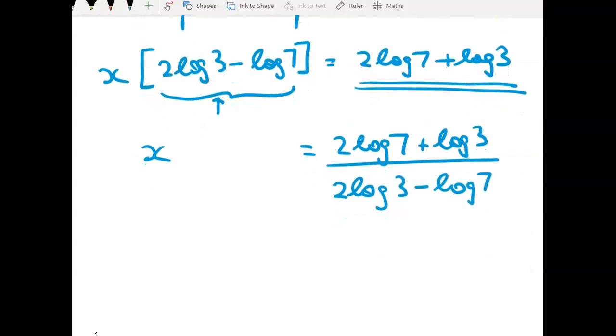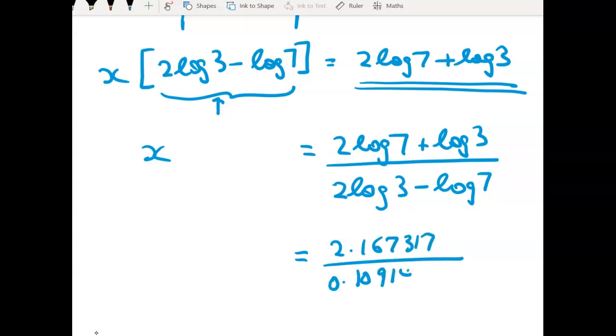Now that's what we call an exact answer, but it's not much use for giving you a feel for what the number is. So this is where we're going to grab the calculator and we're going to work out what the numerator and the denominator are. So for the numerator we get something like 2.167317, and for the denominator we get 0.019144. And I'm going to divide one by the other, and my final answer here will be 19.86, and I've just done that to 2 decimal places. Okay, so that's that first question done.